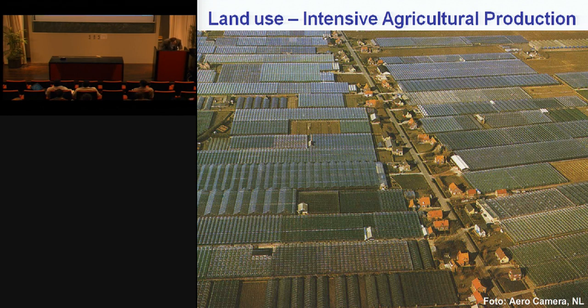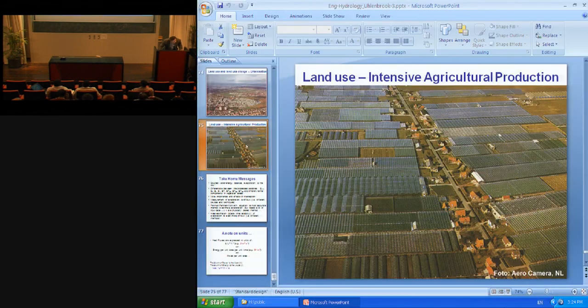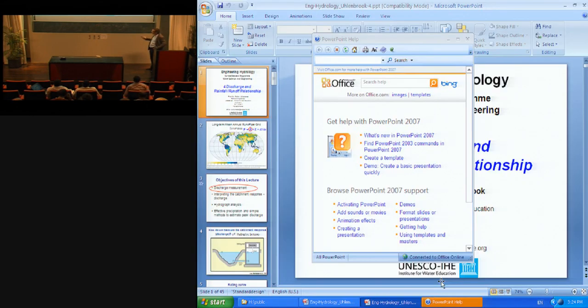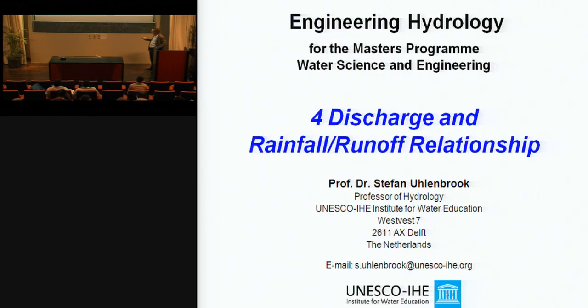I enter a new topic now. Now we talk about discharge. Precipitation we discussed in detail. Evaporation we discussed in quite some detail last time and today. And now we go back to the runoff. Discharge. Globally, it's distributed like this.